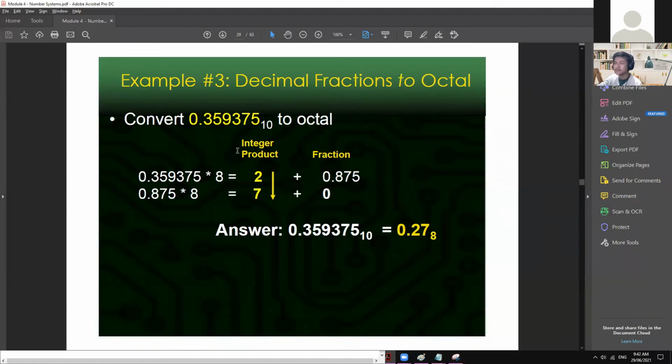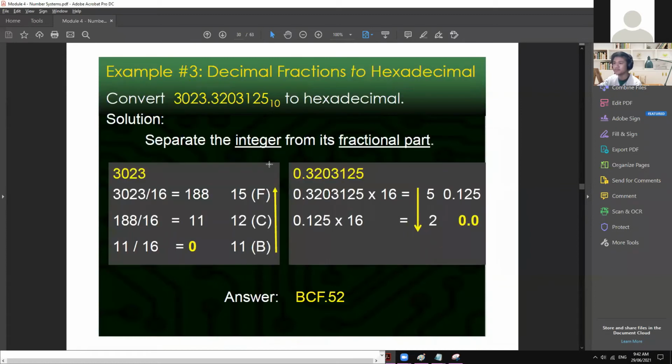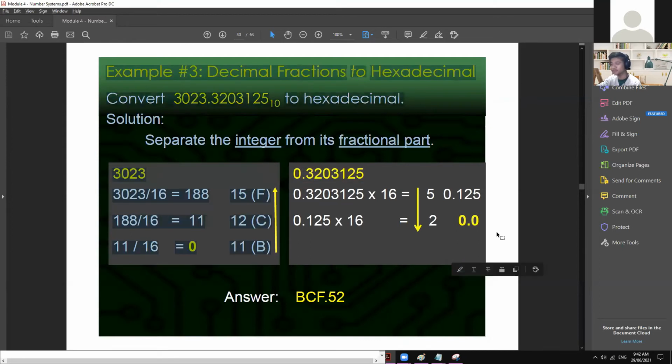Okay, so if everything is very good with example number 3, then let's now move on to the next one, wherein it is now the complete version of a whole number and a decimal fraction. So this is a decimal whole number and then a decimal fraction. It wants us to convert this one into hexadecimal. That's pretty easy. You can actually do this one in two parts. The first one is for the whole number only, and the second one is for the fraction part only.